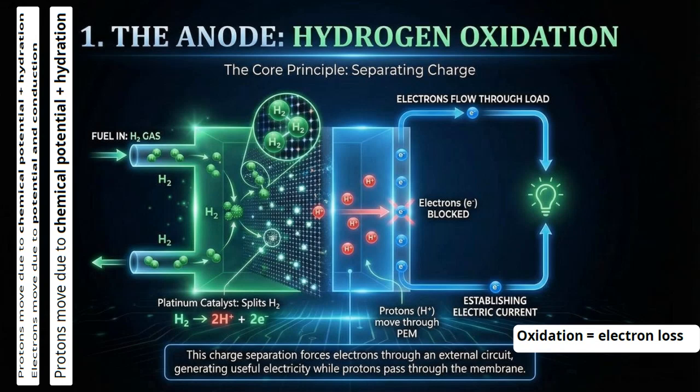At the anode, the process starts with platinum. Its surface adsorbs hydrogen molecules and weakens the H-H bond, making it easy for hydrogen to split. That oxidation step produces two protons and two electrons, so now we have H+ ions and free electrons. The protons naturally migrate across the membrane toward a lower electrochemical potential, but electrons can't cross it. They're forced through the external circuit, and that flow of electrons through the load is the electric current, our usable power from the fuel cell.